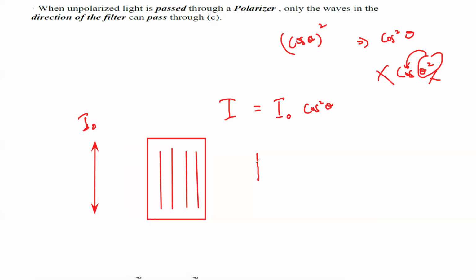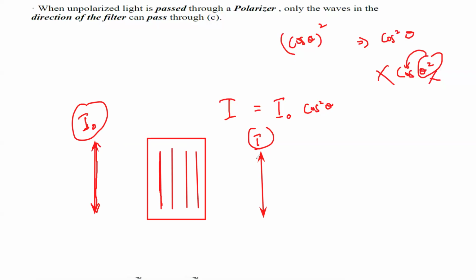And we want to find the intensity of the light which passes through, in terms of value. So what is the relation between the intensity of the incident light and the intensity of the transmitted light? The formula is I equals I naught cosine theta square. What is theta here? Theta is the angle between the plane of the polarizer and the incident light. So what is the angle between the plane of the polarizing filter and the polarized light?